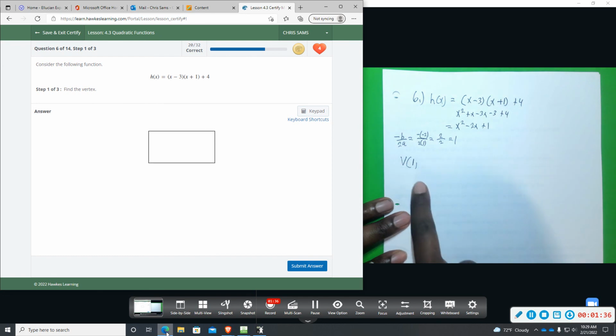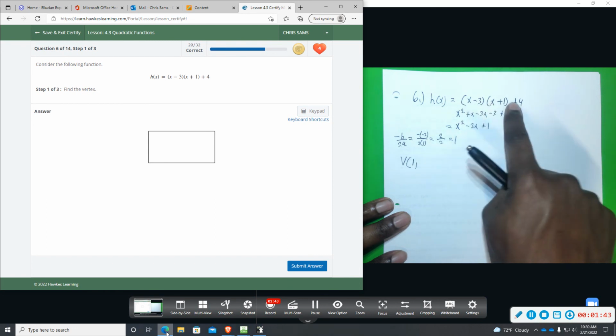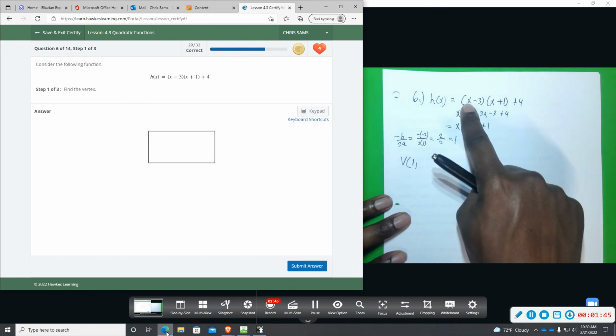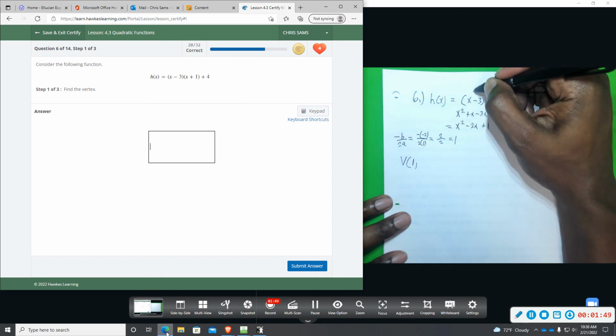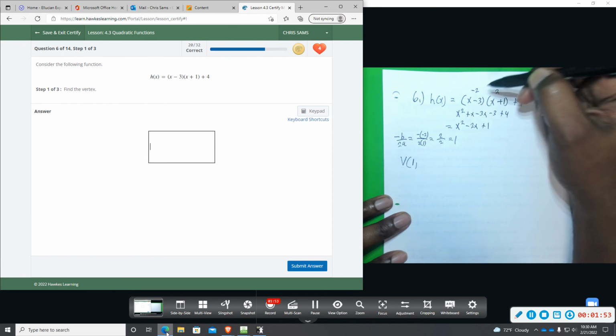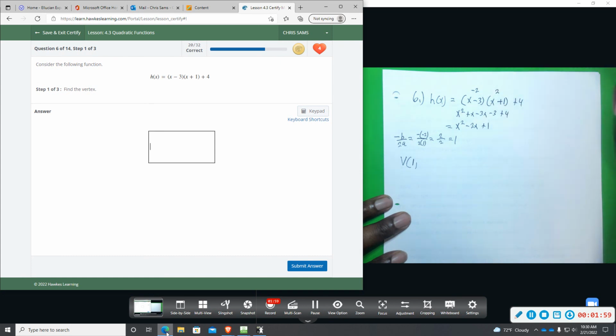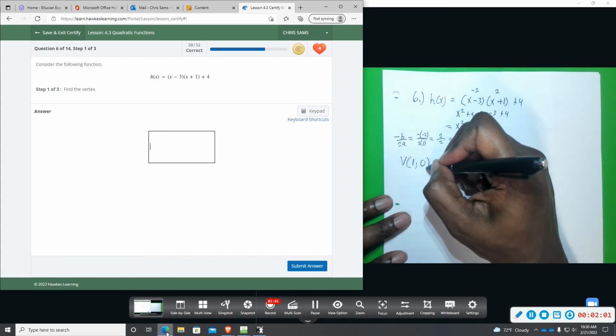And now you can do one of two things. You can plug this 1 in here or up here. It doesn't matter. If I plug it here, it may be easy. 1 minus 3 will give us a negative 2. 1 plus 1 will give us a positive 2. Multiply those two, that will give us a negative 4, plus 4 will give us 0. So I get a 0 here.